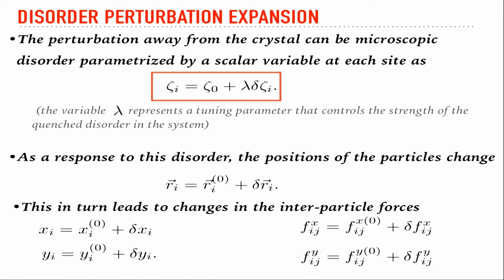In this case, I am specifically focusing on, let's say, polydispersity in particle sizes. So this is the disorder variable zeta i, which is present on every site, which could be the radius of every particle, and has some expansion in some small parameter lambda, and this delta sigma i represents the change in the polydispersity or the size of the particle. And so the lambda represents a tuning parameter with which you can control the strength of the quenched disorder.